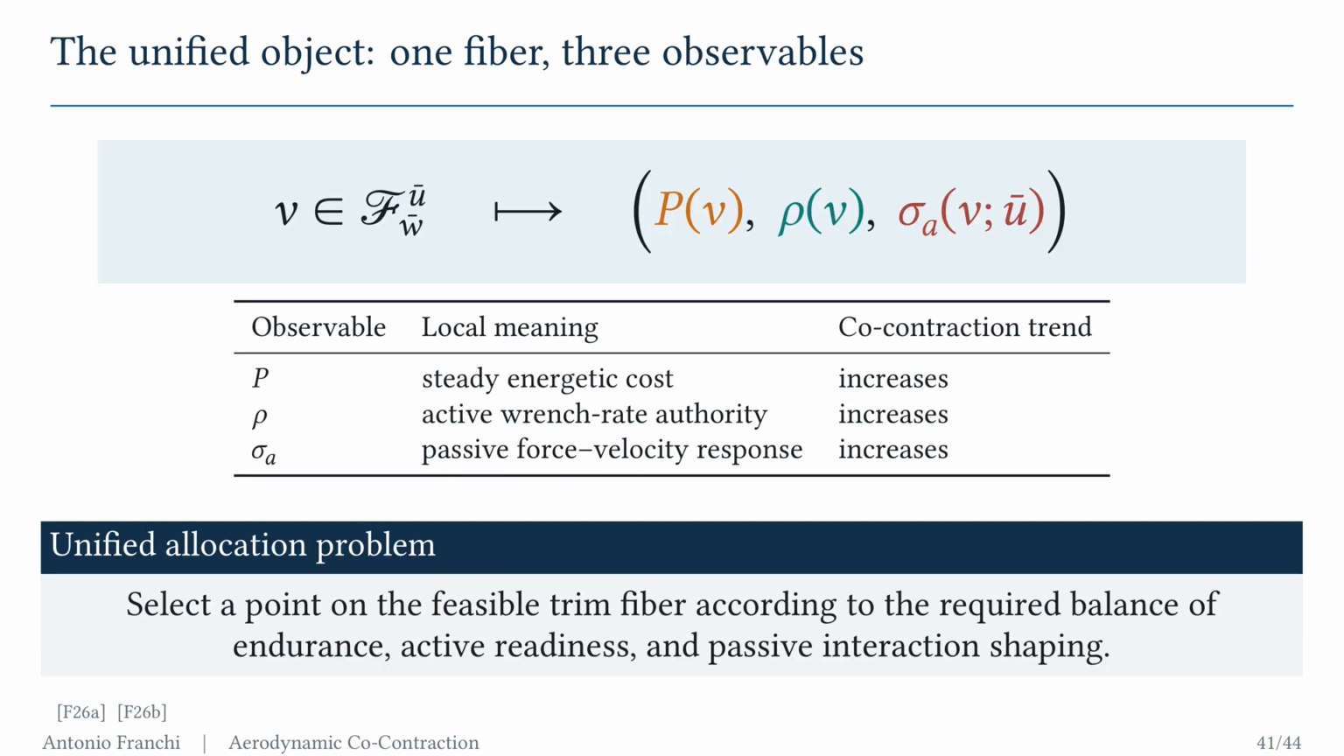The two papers can now be summarized through one map from a trim fiber to three observables. Every internal state V satisfying the same trim task at the same trim inflow has an associated power P, active promptness ρ, and passive damping sigma sub A. Along antagonistic co-contraction, all three increase. Power is a cost, while promptness and damping are useful behavioral properties. Allocation selects the balance appropriate to the current mission.